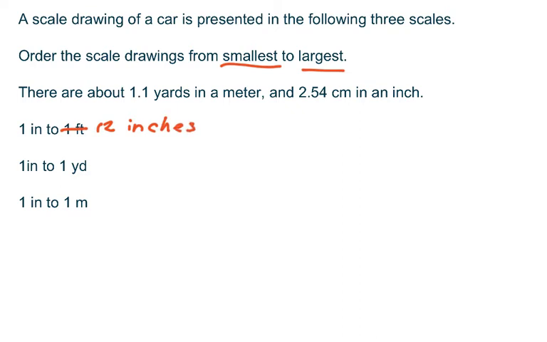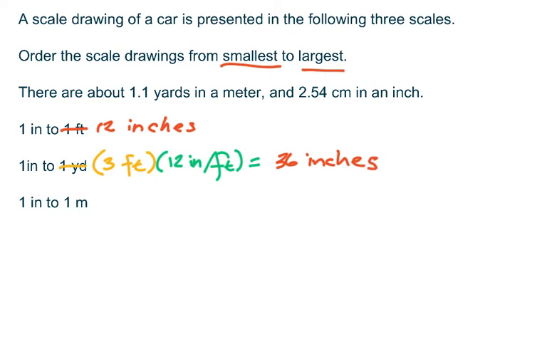Then I'm going to move on to 1 inch to 1 yard and see if I can get yards also into inches. So I know that 1 yard is equal to 3 feet, which is like a step in the right direction. But then I also know that if I multiply by 12 inches in a foot, this will give me a total of 36 inches. So I'm pretty happy about this because now I have two of my measurements in inches. I'm going to see if I can do the last one and convert it into inches as well.